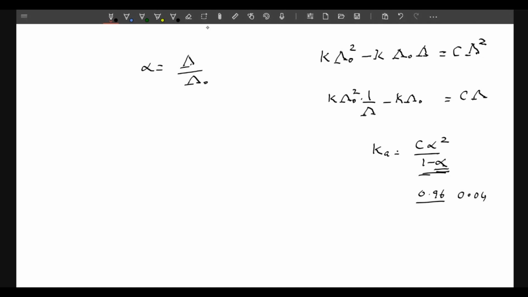Sometimes if you are asked to cancel this, and Ka is equal to C alpha square, now your equation will be something different. Work out at home: if you assume alpha is negligibly small, what would be the relationship between lambda and lambda naught, how the equation would look, and what would be the slope and the intercept. You can easily work it out. Next, the next doubt.